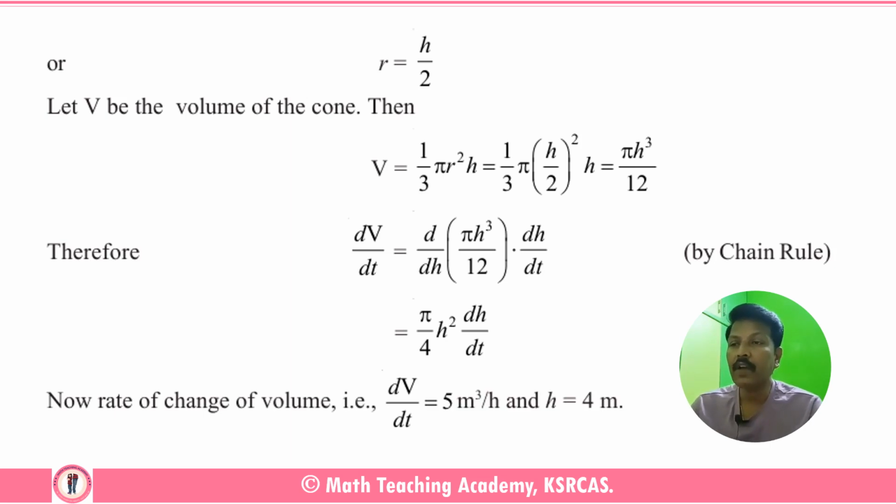Now the rate of change of volume dV by dt is equal to 5 meter cube per hour and h is equal to 4 meter. It is given in the problem itself. The rate of change of volume of the water tank is 5 meter cube per hour. And what we need to find is dh by dt when the depth of the water is 4 meter. So here we have taken h is equal to 4 meter. So replace these values in this dV by dt.